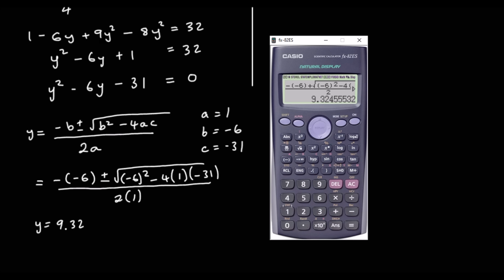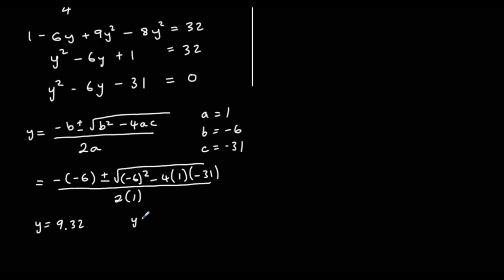And I'm going to save that in the calculator. So I'm going to store it as A, because I'm going to use that in a minute to find x. So I'm going to use the whole number. And then I'm going to go back in and change my plus to a minus to get my second answer. And that is negative 3.32. And I'm going to keep the answer in the calculator.